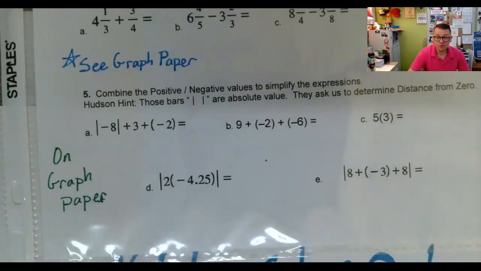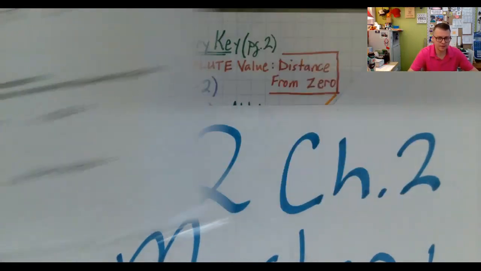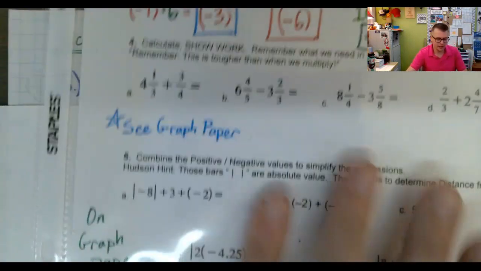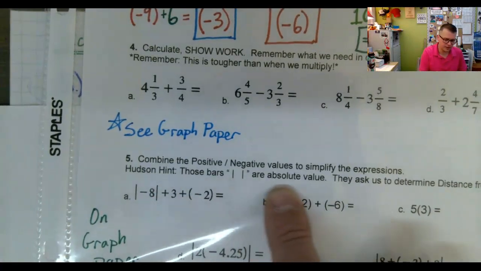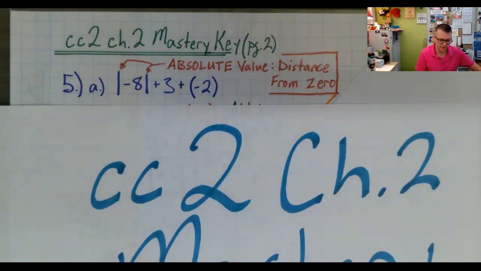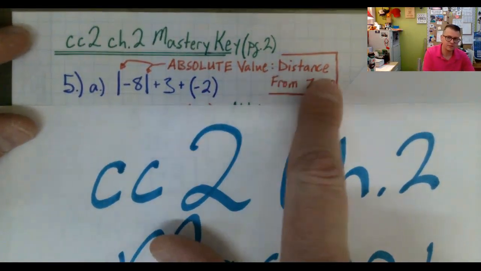So number 5, you were probably safe to do this work down here, but because I wanted to write out some extra details, I also took that over to my graph paper. And the reminder that I gave you on the test, absolute value. I don't know how I can make it any more straightforward for you. Absolute value asks distance from 0.